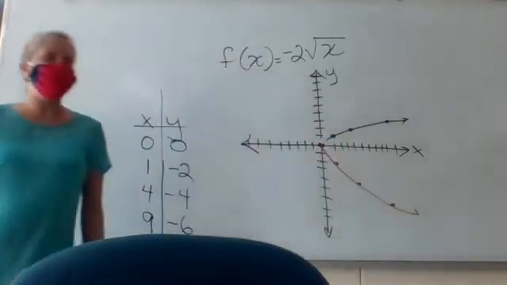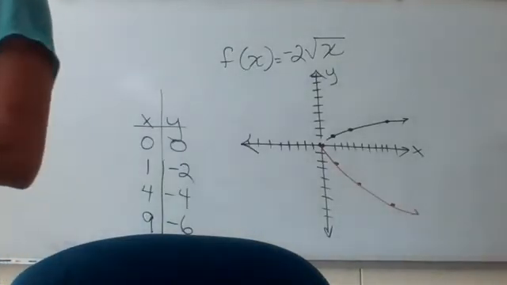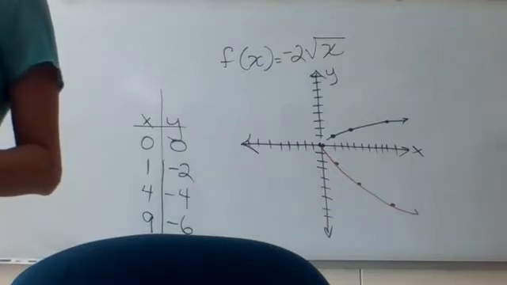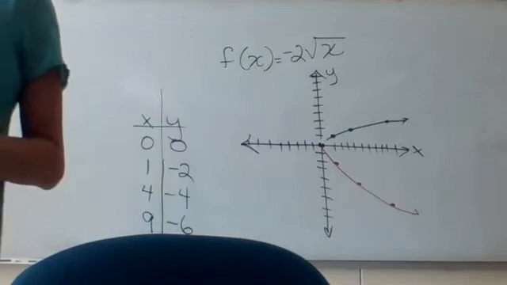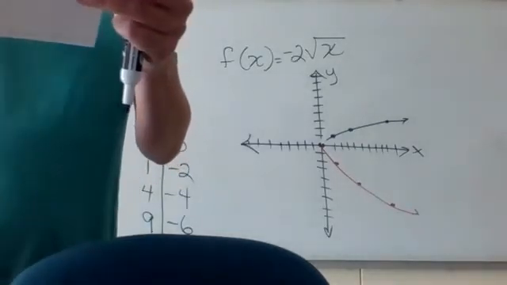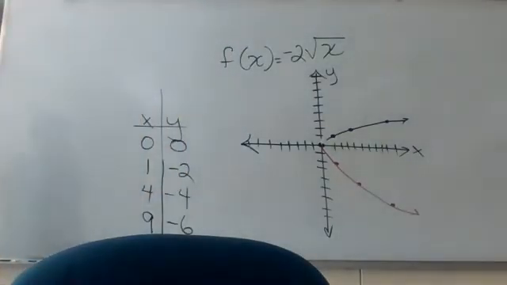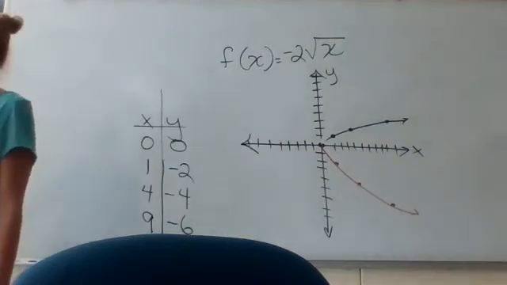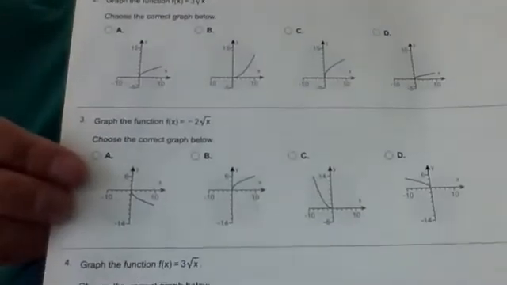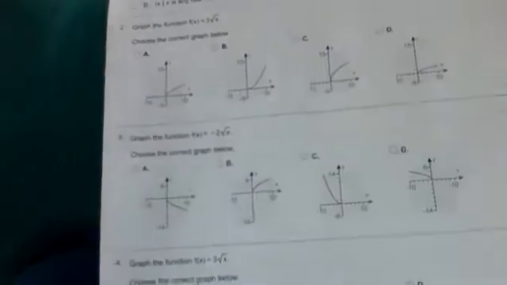So it flipped it upside down and made it a little bit steeper because of the 2. The negative flipped it upside down. The 2 is what made it have a steeper shape. So let's see, what would that be? On number 3, looks like as long as you knew your transformation rule about it reflecting across the x-axis, you would know the answer, right? There's only one of those that reflected it across the x, which was A.